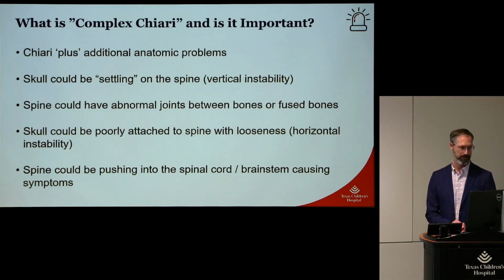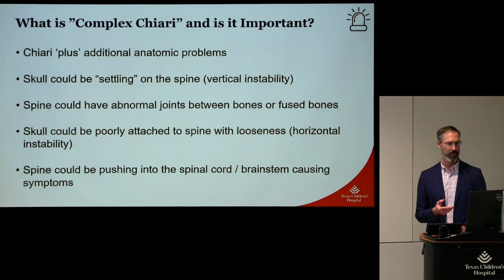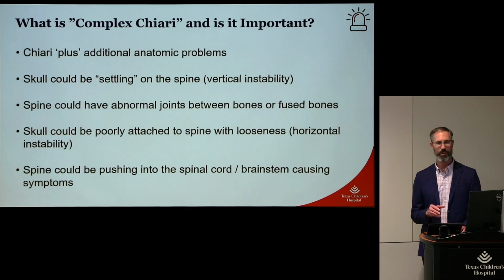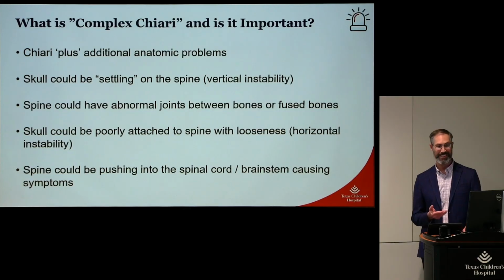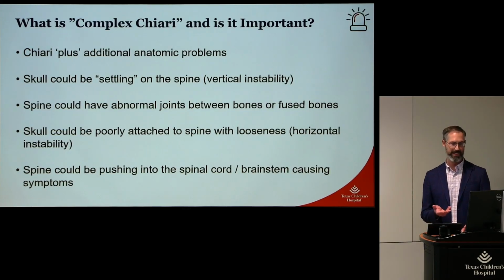And why is this important? So complex Chiari, the term came about because we found that some patients had Chiari plus additional anatomic problems between the skull and the spine. And this could be the skull settling on the spine, so we call this vertical instability, where the skull settles down on the spine, or the spine could have abnormal joints between the bones or fused bones. The skull could be poorly attached to the spine with looseness. We call this horizontal instability, or the spine could be pushing into the spinal cord or brainstem causing symptoms.